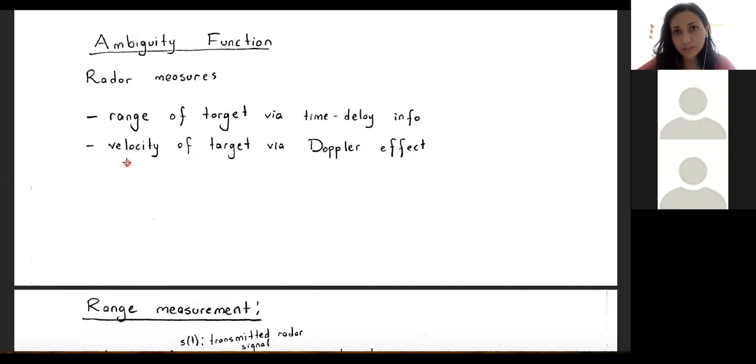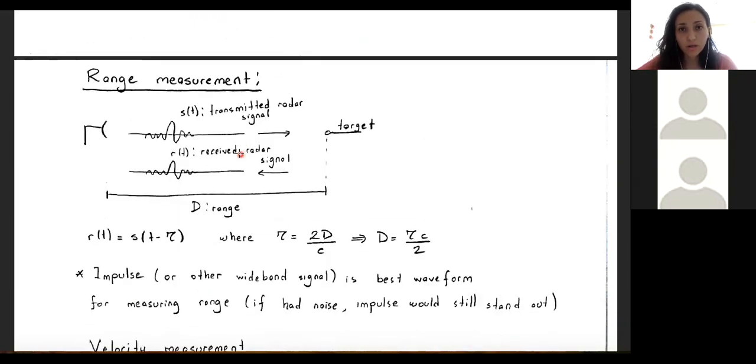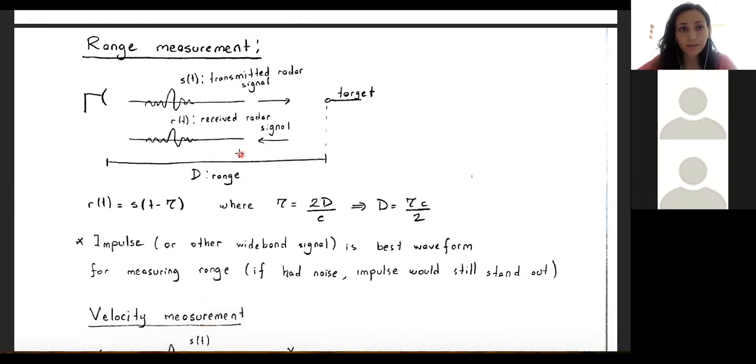Because in radar imaging systems, our goal is generally to measure both the distance of a target, the range of a target, and also its velocity at the same time. But there is a trade-off between these two, and that's going to be understood through the ambiguity function. Before going to the discussions about the ambiguity function, let's understand what a range measurement is in general for a radar signal, how a range is measured, and how the velocity is measured for a target.